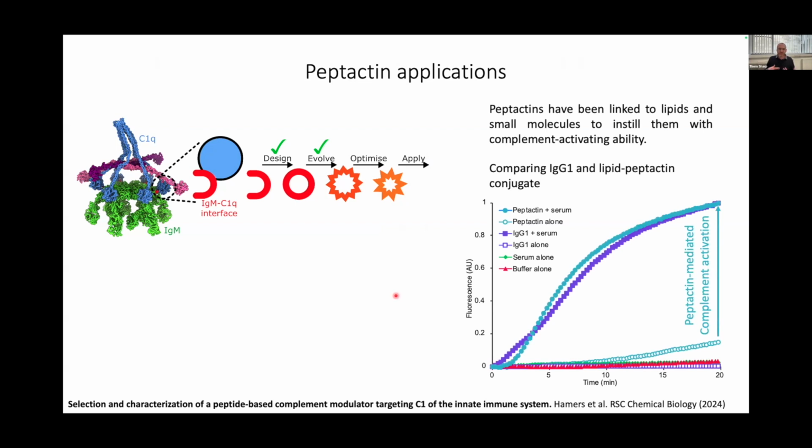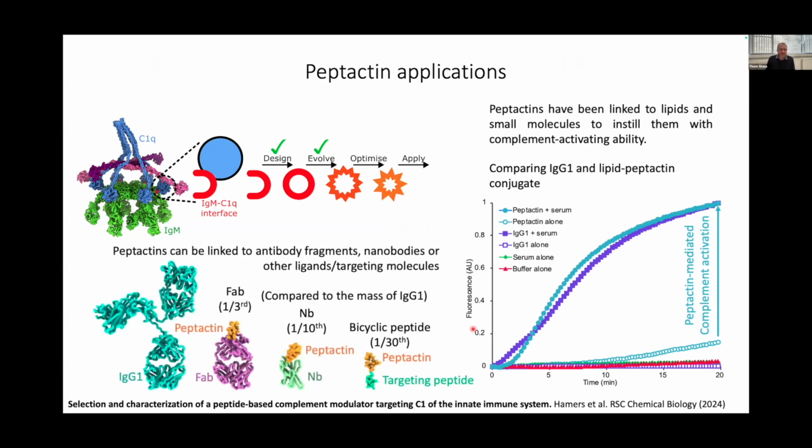Well, these are little things that we can stick on almost anything and give them the ability to activate complement. So here we stuck this tiny peptide on a lipid, and it can activate complement pretty much as effectively as... I'm getting some feedback. I don't know if someone's got theirs on. Perfect. They can activate complement just as well as an antibody.